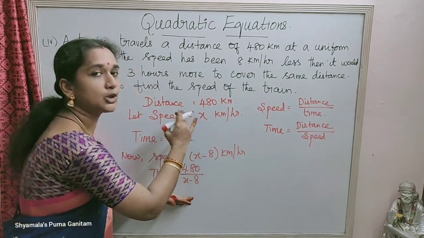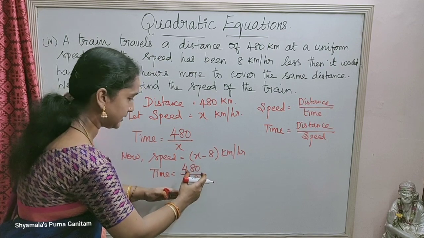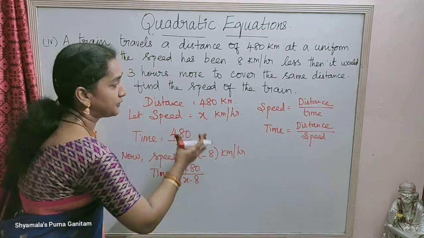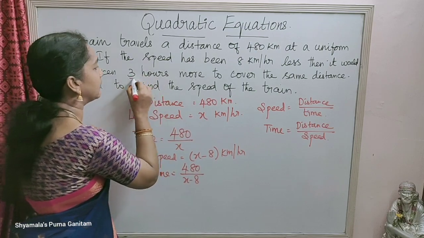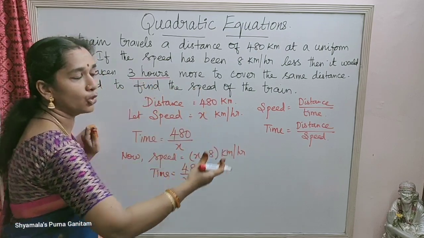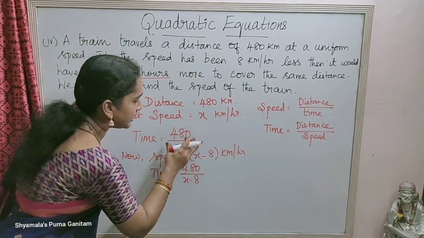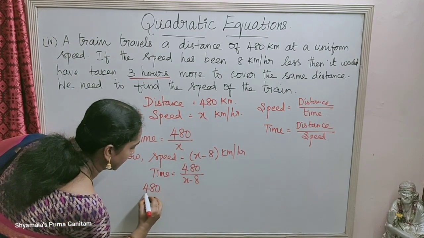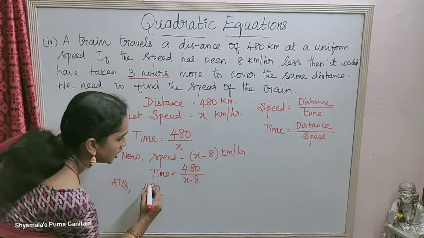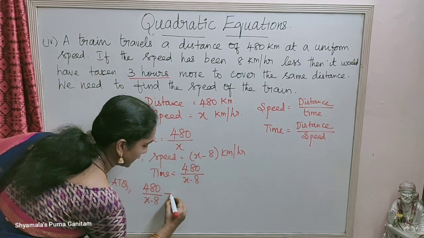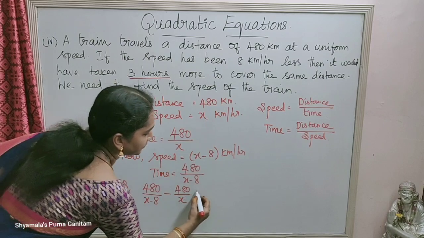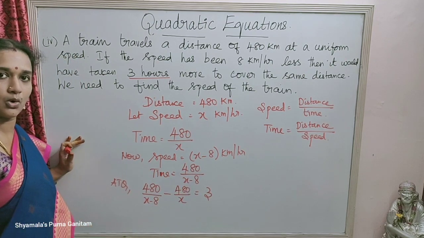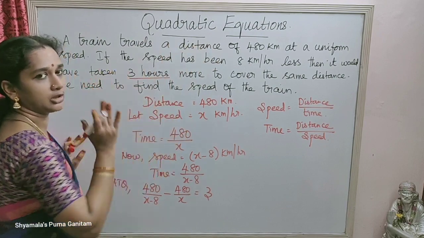So when you find the difference of these two times, this is the time after the speed is 8 km less, and this is the original time. The difference is given as 3 hours, so it would have taken 3 hours more to cover the same distance. So, ATQ, according to the question: 480 by x minus 8 minus 480 by x is equal to 3. The difference between these two conditions, according to the question, is 3 hours.